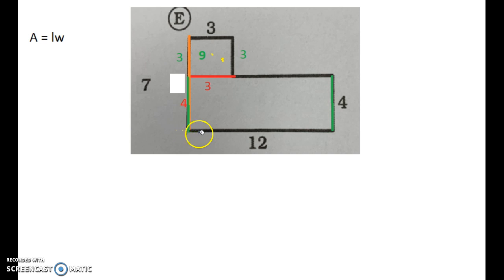Let's find the longest side that we have, which is 12 right here, which means this whole side is 12, right? And then we know that this side is 4. So let's do 12 times 4, because area equals length times width. This is my length, this is my width. So what's 12 times 4?